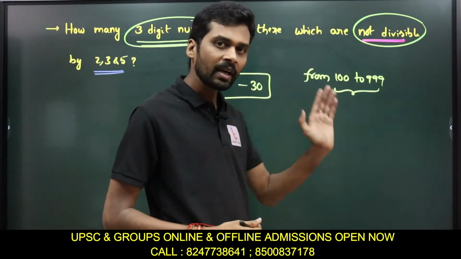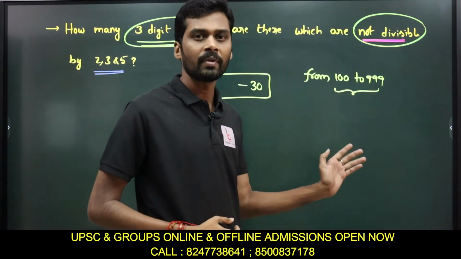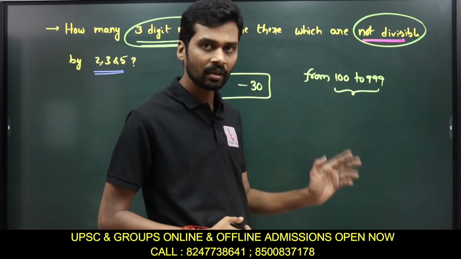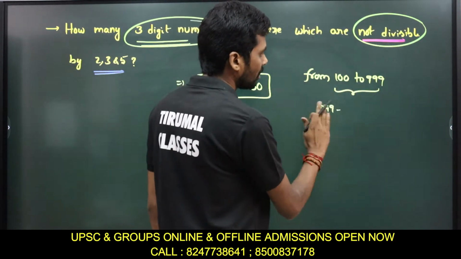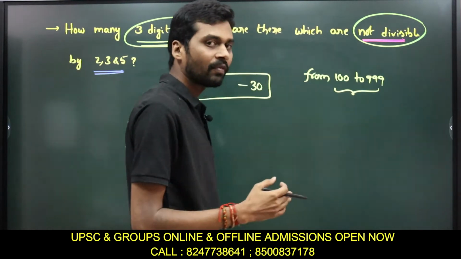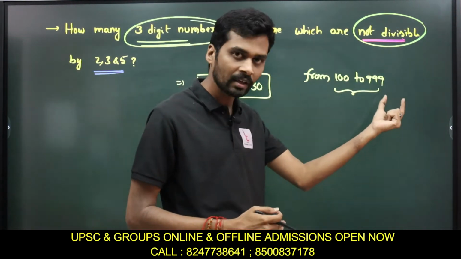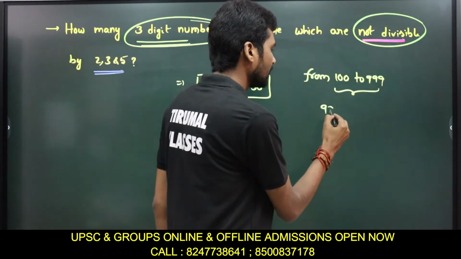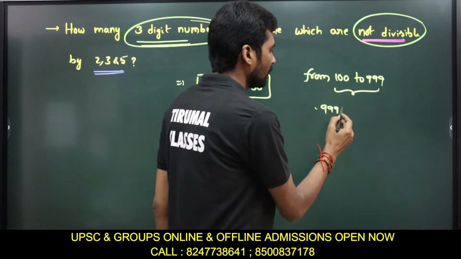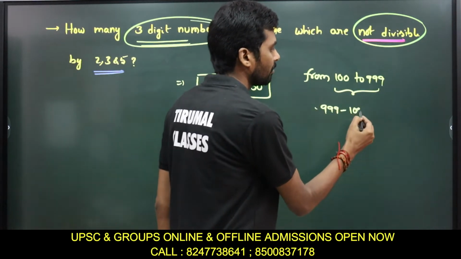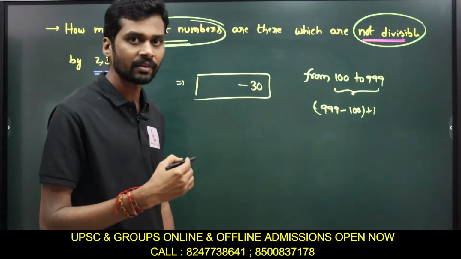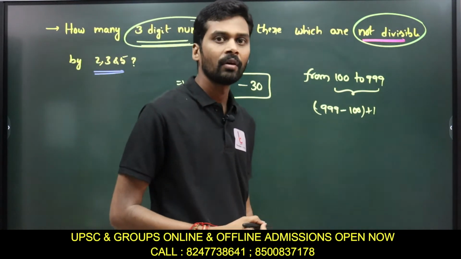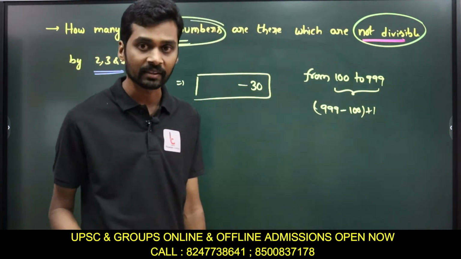The concept is, how many numbers are there from a number to another number? To find out the number of numbers from a number to another number, it's simple. That is nothing but largest number minus smallest number plus 1. You should remember that. It is a very, very important application. We frequently use it in many cases.